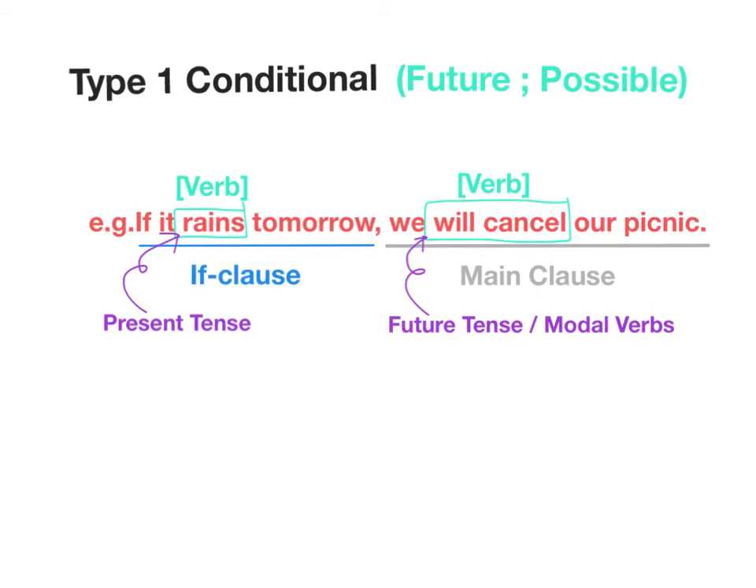For a type 1 conditional sentence, we talk about something that hasn't happened yet, in the future, but is very likely, possible to happen. The verb in the if clause of a type 1 conditional is in present tense, and the verb in the main clause is future tense. If it rains tomorrow, we will cancel our picnic. So remember, type 1 conditional: present tense plus future tense.